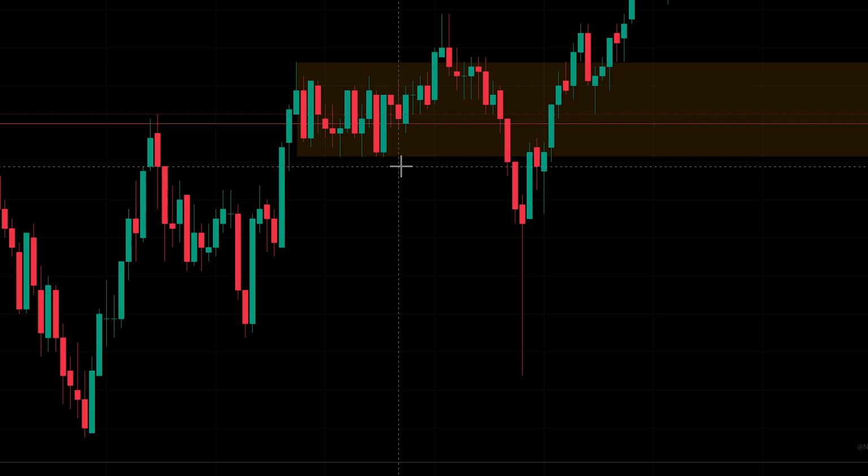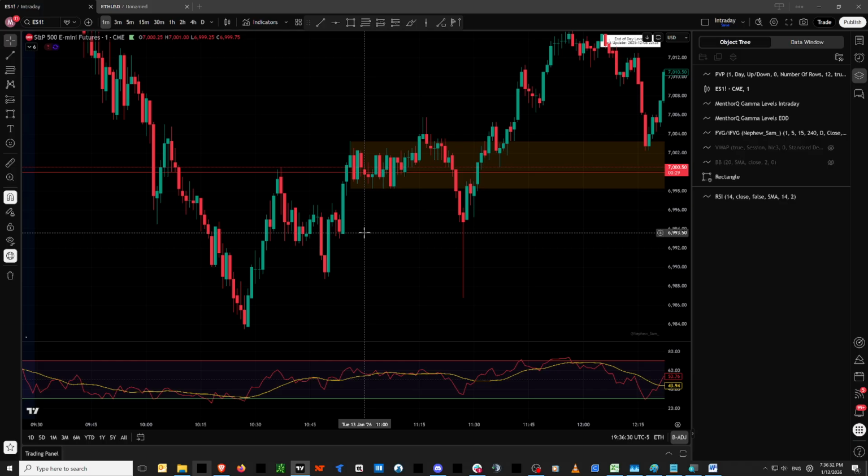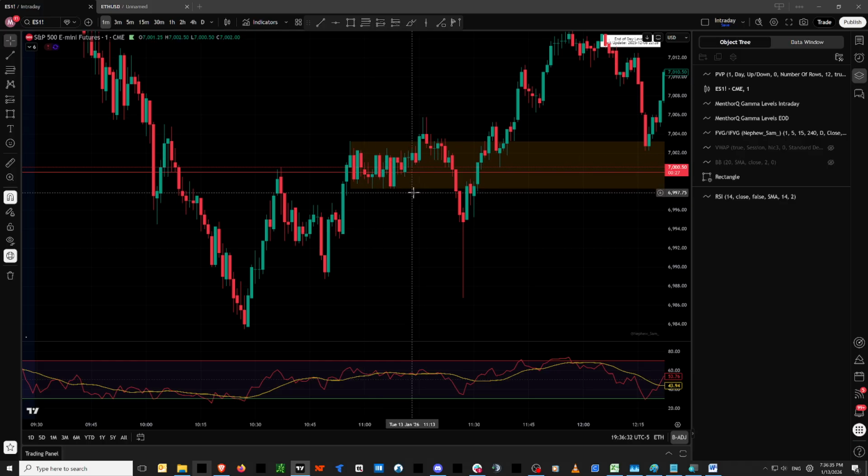Now, can it go the other way? Of course it could go the other way. I mean, can we get stopped out? We could get stopped out. But the same thing occurs going long, going short.